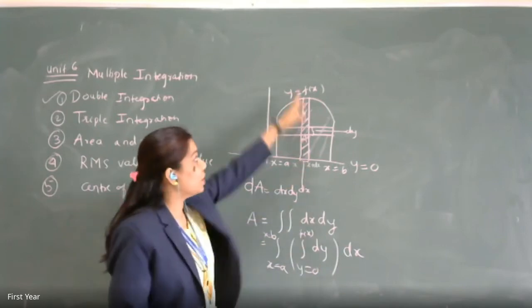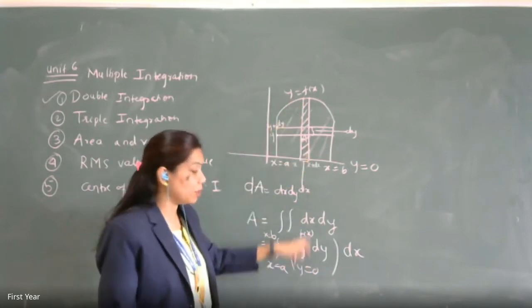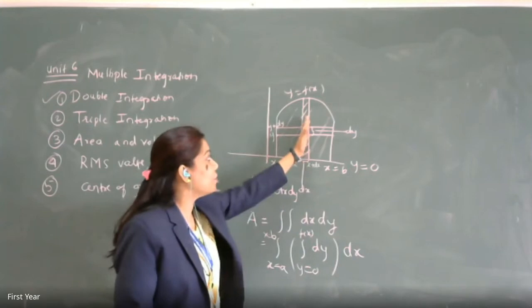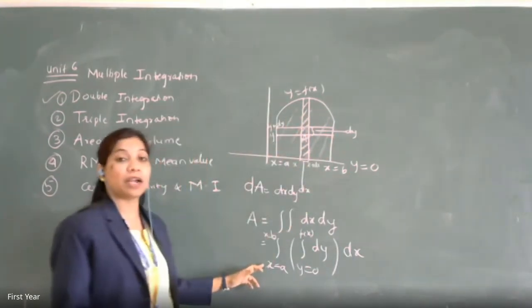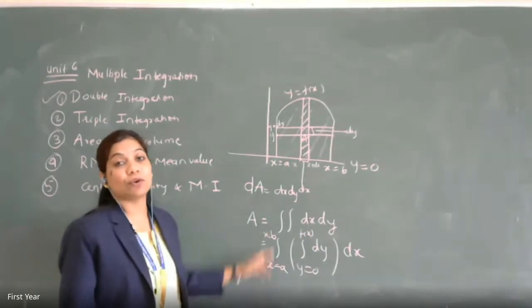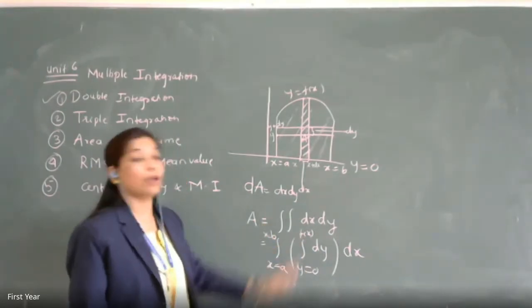Why? Because vertically, which variable is changing? Y. So first limits will be y. And then this vertical strip will be moved from starting point to the end point horizontally. So whose limits will we write down? X limit. So x is equal to a to b and y is equal to 0 to b.